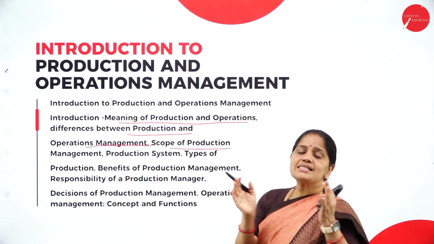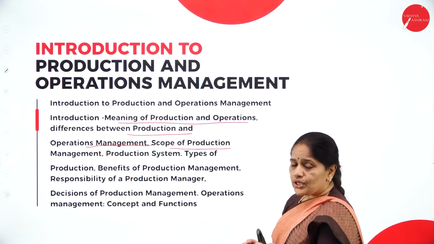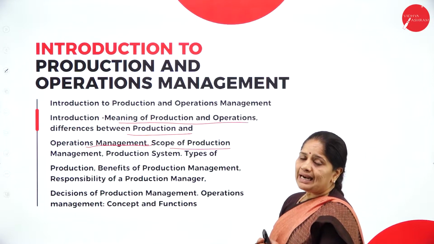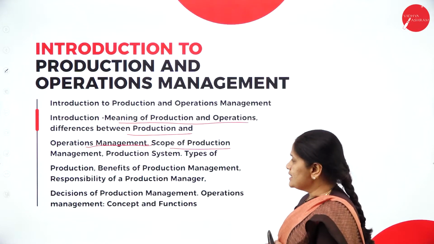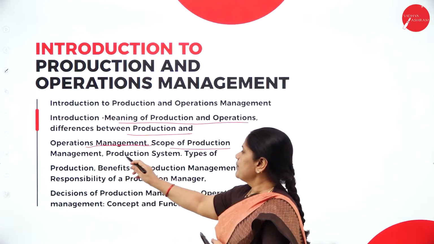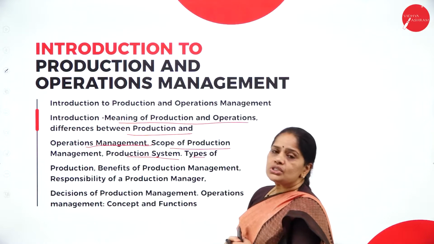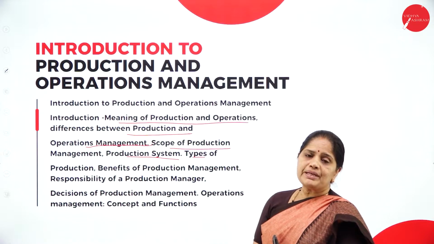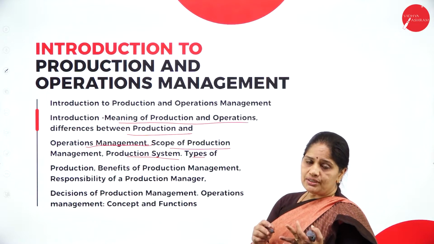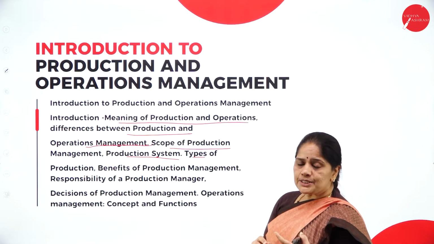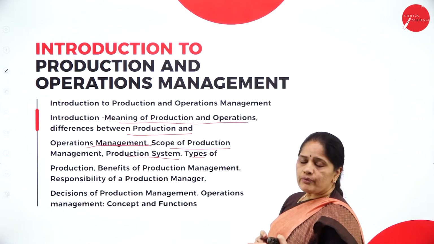So what are the various activities involved in production management? In this, we will be learning about plant location, layout, then inventory management. Everything will be a part of this system. Then the production system, then the types of production. In the types of production, we will be learning about the different types: continuous production, mass production, batch production, and job shop production.